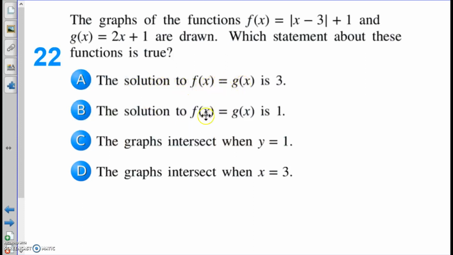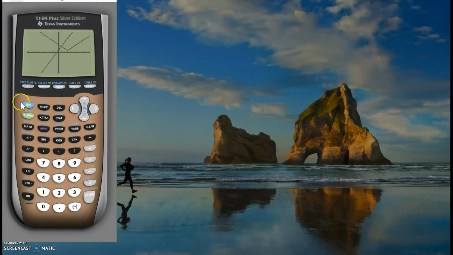So when f of x equals g of x, this is talking about when the graphs cross or intersect. So all of this really wants to know, when do the graphs cross? So I'm going to use the calculate utility. Second trace brings you to the calculate menu, and I want to know where they intersect, choice 5. And move my cursor over to the point of intersection and hit enter 3 times. 1, 2, 3. And the answer is 1, 3.